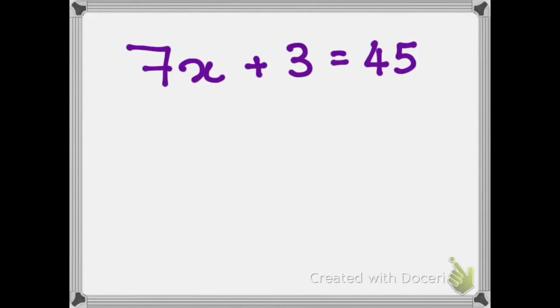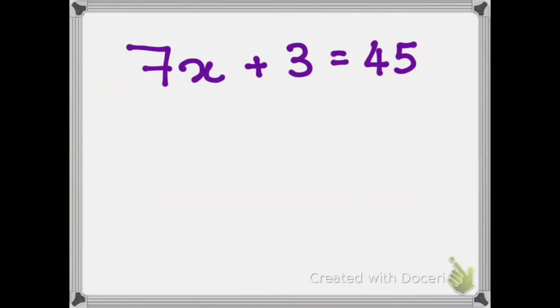Okay, now here's a question you can try by yourself. If you don't get it, don't worry, I'll give the answer at the end. You have 10 seconds to start solving. The question is 7x plus 3 is equal to 45. Your time starts now. 9, 8, 7, 6, 5, 4, 3, 2, 1.